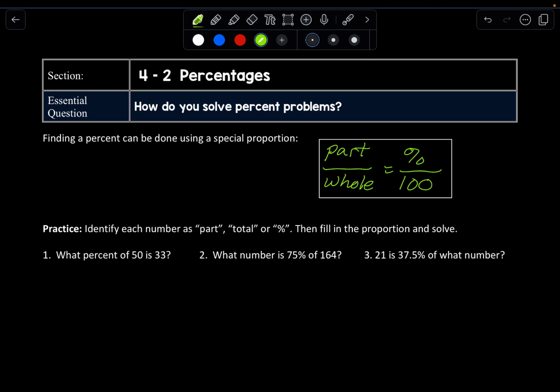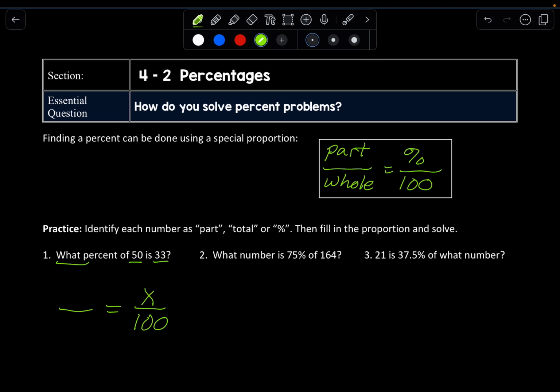If we're talking about the first problem here, what percentage of 50 is 33? 50 is going to be the whole number, 33 is going to be the part, and then we are looking for the percentage. So if we're setting up the little equation here, we know this 100 is always going to be the part that goes on the bottom of the right side. We are looking for the percentage.